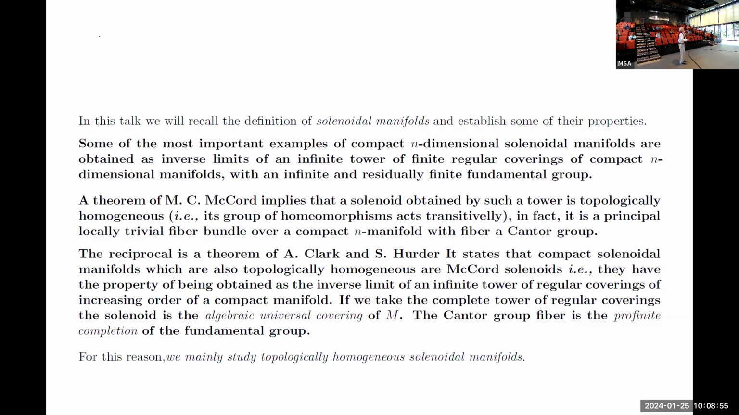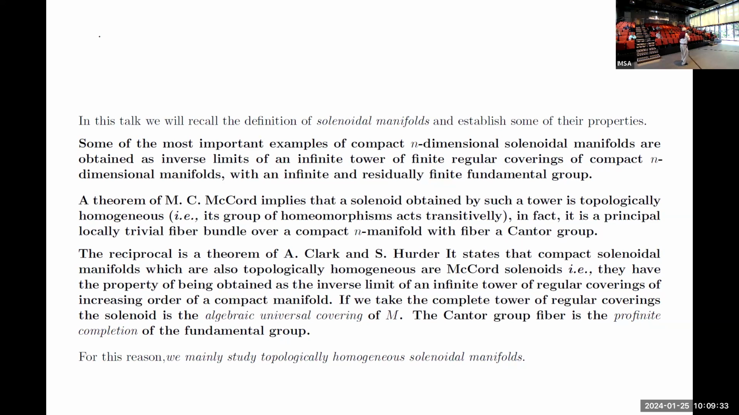Well, in this talk I want to recall the definition of these manifolds more precisely and establish some of their properties. Some of the most important examples of complex dimensional solenoidal manifolds are obtained as inverse limits of an infinite tower of regular covers of complex dimensional manifolds with infinite, or residually finite, fundamental group. You have a manifold whose fundamental group is residually finite, and that implies that you can take an increasing tower of finite covers, and then take the inverse limit.